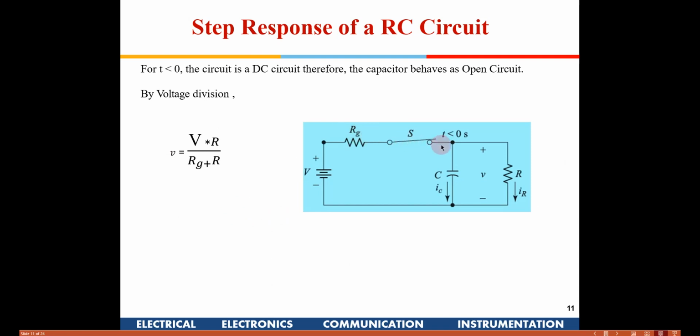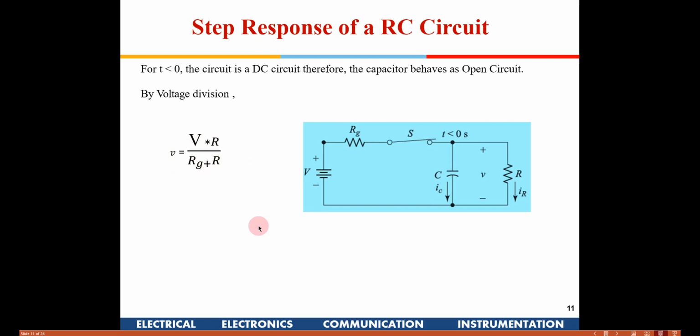So the initial voltage, before the switch is opened, will be V0 equal to V into R divided by Rg plus R. Because this is in steady state condition, there will be no current flowing into the capacitor here. There will be current flowing into this resistor, and based on that, the initial voltage in the capacitor, what we call V0, will be V into R divided by Rg plus R. So that is how we tackle this problem.